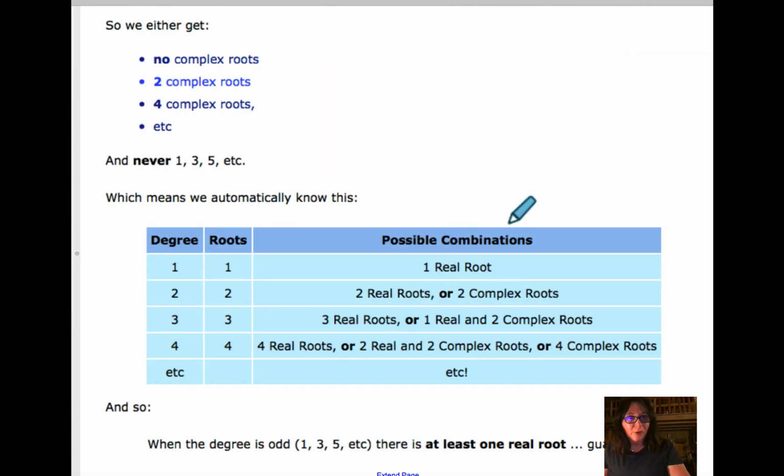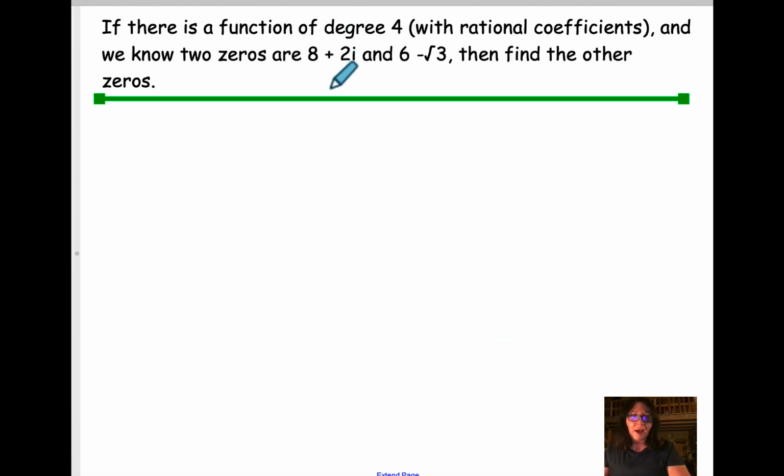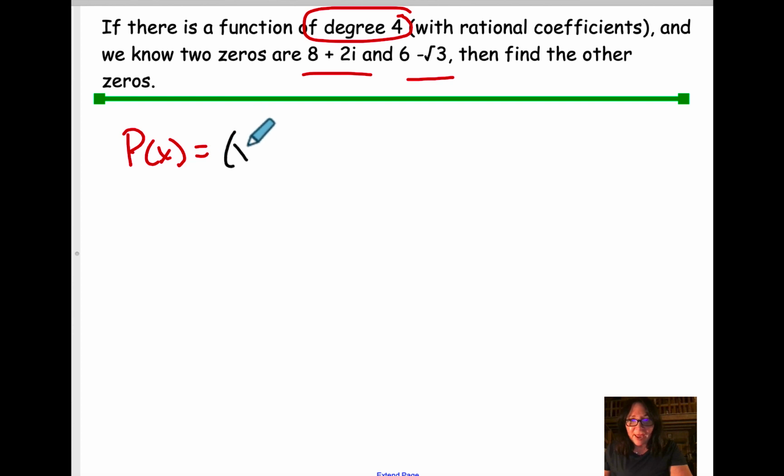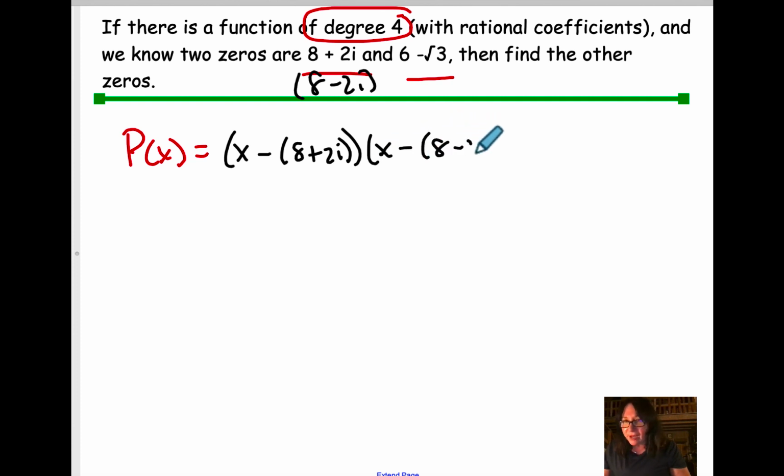This is just, again, possible combinations. We talked about this right here, so that you can review that. One more of these. Is there a polynomial of degree 4 that has the zeros of these two things here? So we would say P of x is equal to, and then you would rewrite this. You would say x minus the quantity 8 plus 2i and its conjugate. The conjugate is 8 minus 2i. So then you'd say x minus the quantity 8 minus 2i. And then now you've got 6 minus root 3 and its conjugate 6 plus root 3.